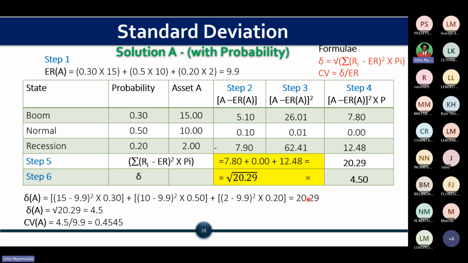This should be easy, ladies and gentlemen. You add everything up, and it gives you 20.9. Then we take the square root, because our formula has a square root, which gives 4.5. To find the coefficient of variation, we take the standard deviation, 4.5, divided by the expected return, 9.9.